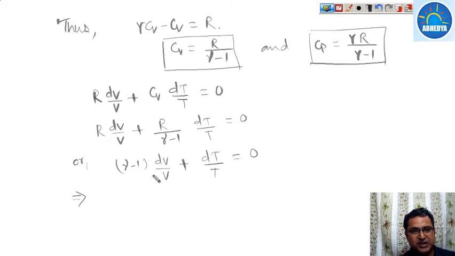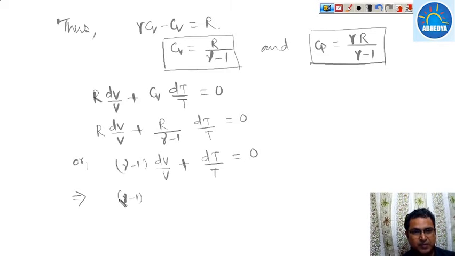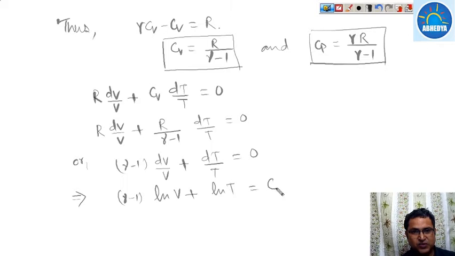So if we integrate this equation, then gamma minus 1 ln V plus ln T is equal to some constant, and we represent this constant as ln C.